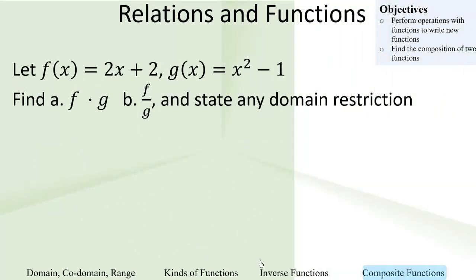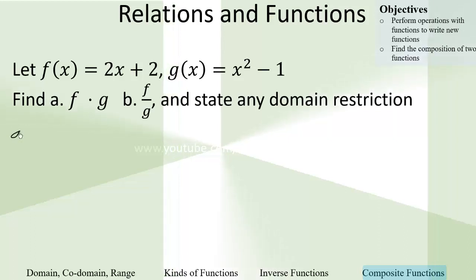f of x this time is equal to 2x plus 2, and g of x is x squared minus 1. We have to find f dot g. So f times g. When you multiply these functions, this is what you are going to get.